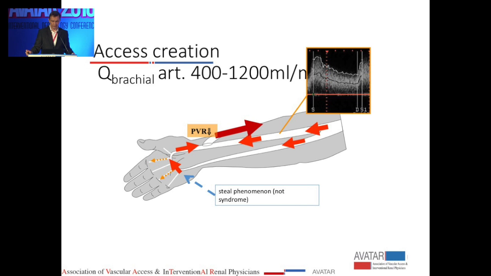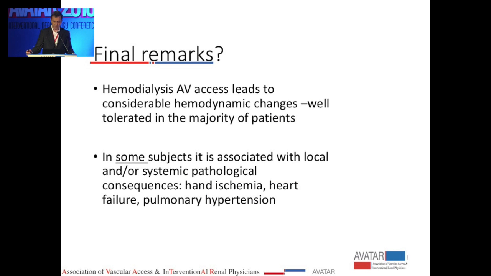which was already discussed. I only would like to mention that the so-called steal phenomenon, which means reversal of blood flow in the distal part of the radial artery, is normal in dialysis patients because of very low vascular resistance in the hand thanks to AV fistula, and the term must not be used. It is not the steal syndrome, which is another term for hand ischemia.